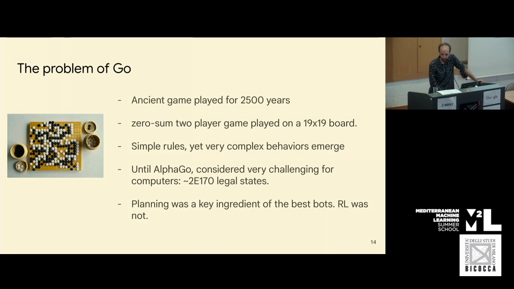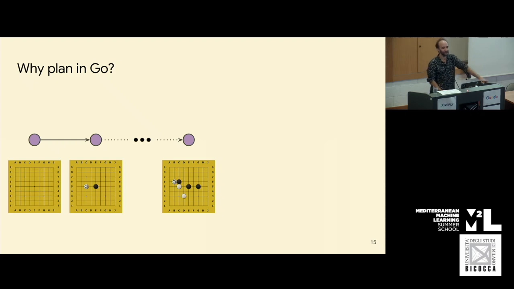And until AlphaGo, it was considered very challenging for computers. A great part of this is that the number of states is massive, more than 10 to the 170. As DeepMind used to like to say, more than the number of atoms in the universe, and so that makes classical search methods, or RL, very difficult. Before AlphaGo, there were bots, some not fantastic bots, but there were bots which were strong, just not grandmaster level. And planning was a key ingredient of these bots. RL was arguably not. Okay, so why do we want to plan in Go?